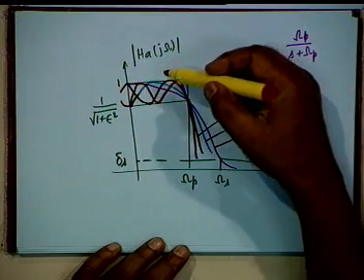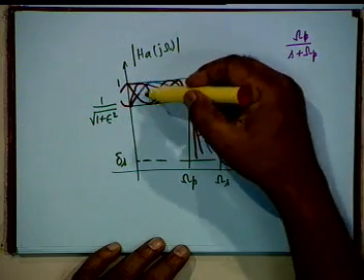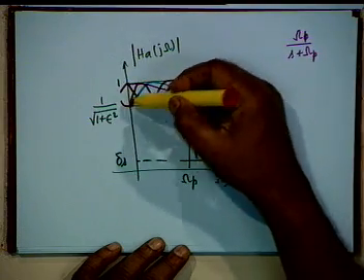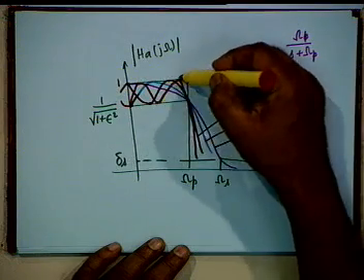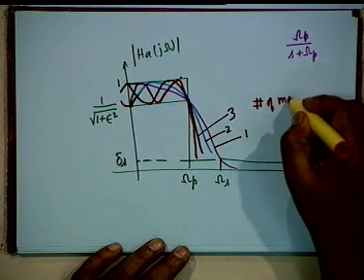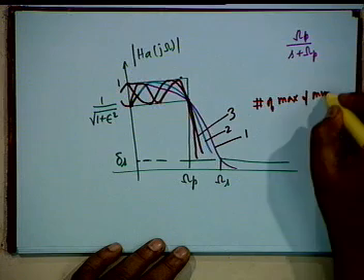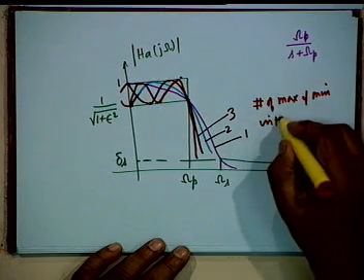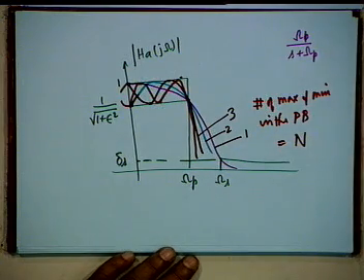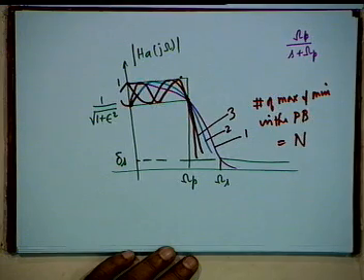If you take capital N equal to 3, 1, 2, 3. If you take capital N equal to 4, 1, 2, 3, 4. So, the number of maxima and minima in the pass band is equal to capital N, is equal to the order of the filter.